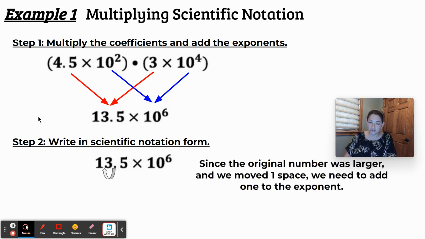Now, since the original number was bigger and I had to move it one space to make it smaller, I'm going to have to add 1 to the exponent here. I'll say that again. When moving the decimal place between the 1 and the 3, you turned it from 13.5 to 1.35. You made it a smaller number. So to show that the number was bigger to start with, you have to add 1 to that exponent.